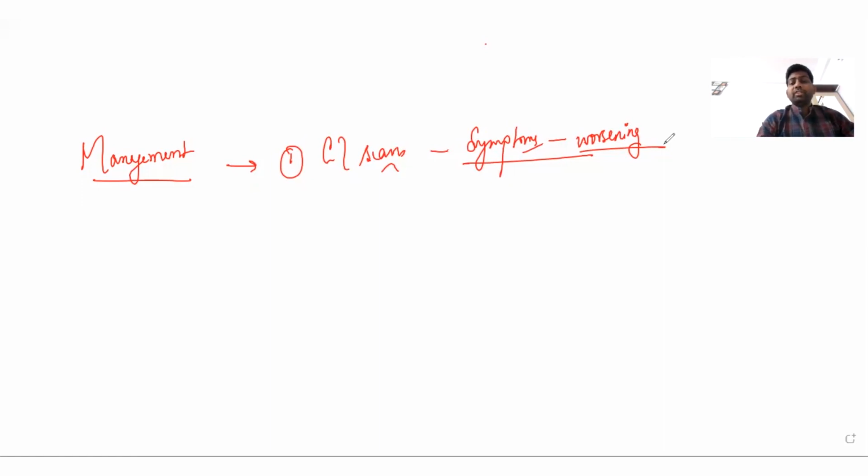Suppose the patient is having symptoms and the clinician is also suspecting some other underlying disease or associated illness, like the patient having symptoms of tuberculosis as well. So in that case, a CT scan might be done for any other underlying disease like tuberculosis.